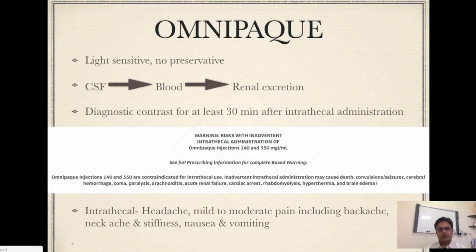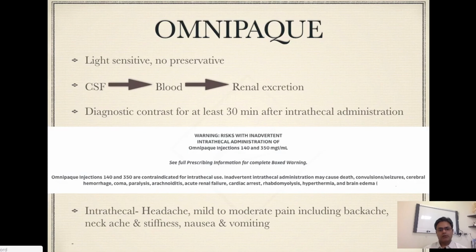So just moving on a little bit, what is important when you're selecting your contrast is the ratio of the osmolar particles to the iodine. This is what determines how your contrast appears and what osmolality there would be, which is indirectly related to the complications it may cause.